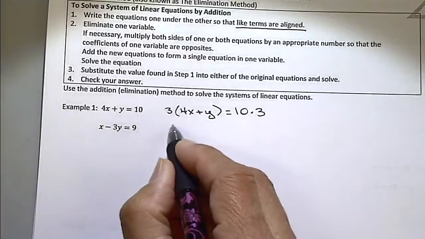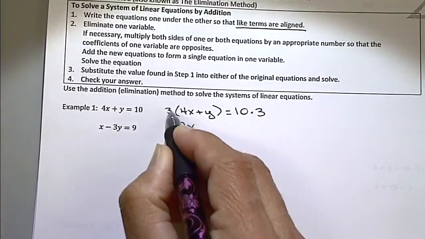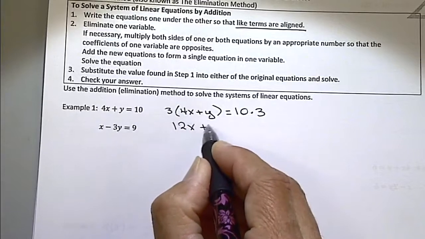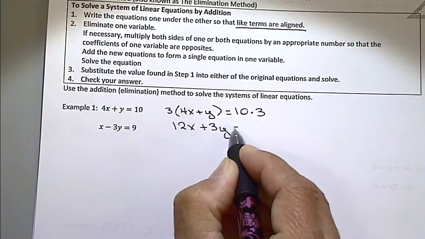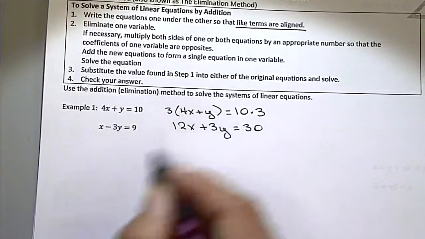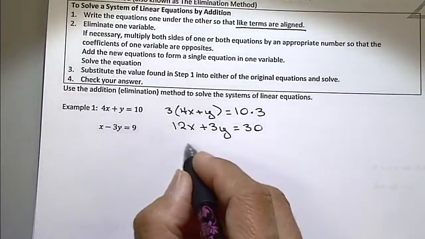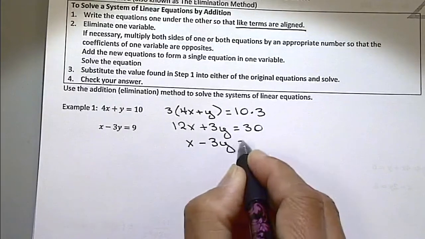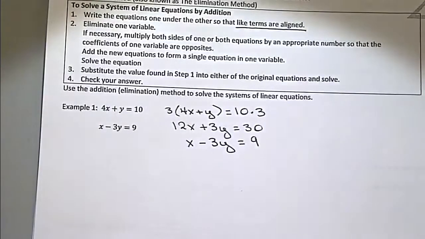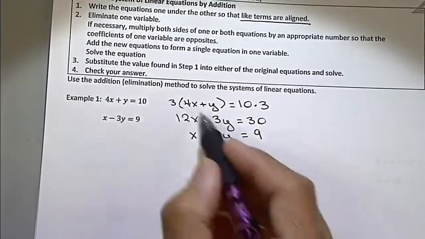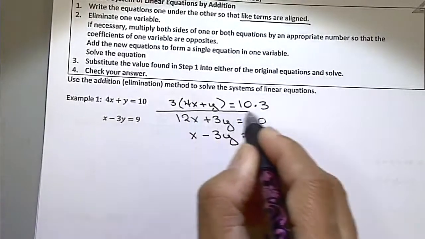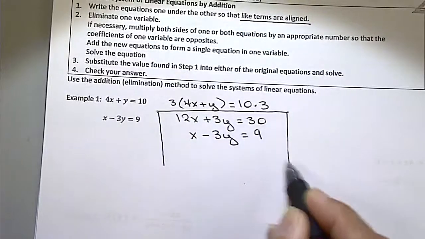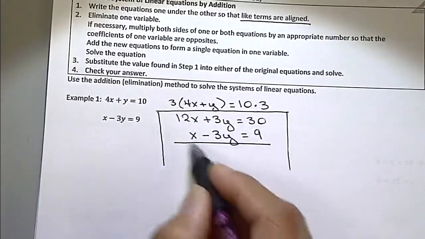So 3 times 4x gives me 12x. 3 times y gives me 3y. And that's going to equal 30. Okay, now let's put that other equation underneath it. I've got x minus 3y equals 9, right? Now, let's take these two equations, and you could draw a line if you want to show what you're doing here, okay? Let's take these two equations and let's add them.